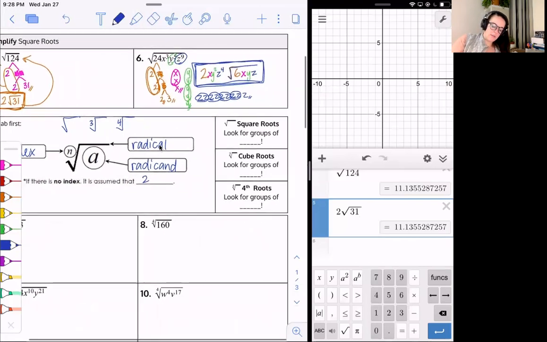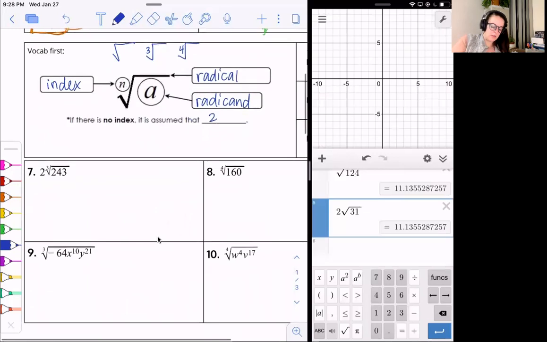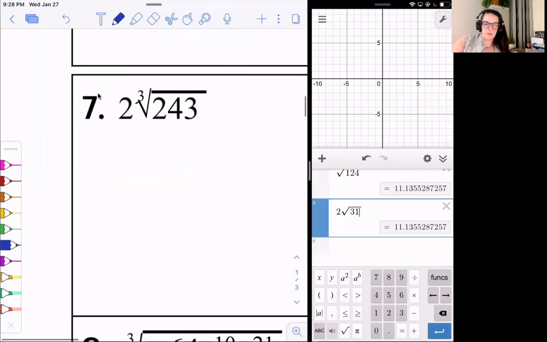So the big difference here when we have larger roots or higher order roots, if we have square roots, we're looking for groups of 2, as we saw in the last 2 examples. If we have cube roots, we're looking for groups of 3. And if we have fourth roots, we're looking for groups of 4. I'll show you what I mean here. So let's say we have this problem here, 2 times the cube root of 243.